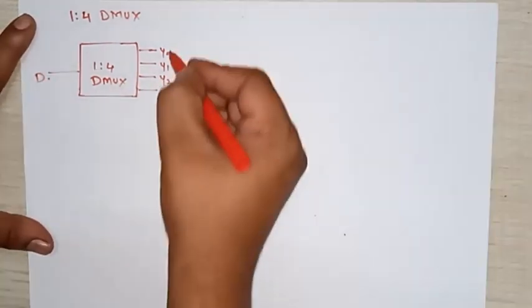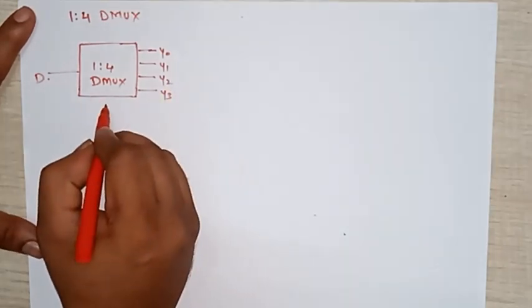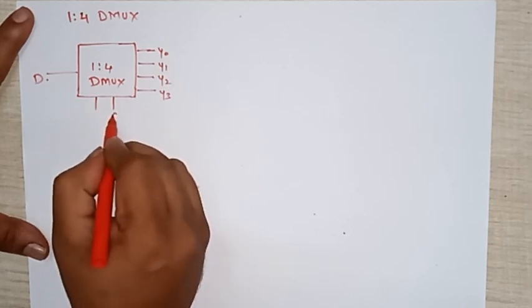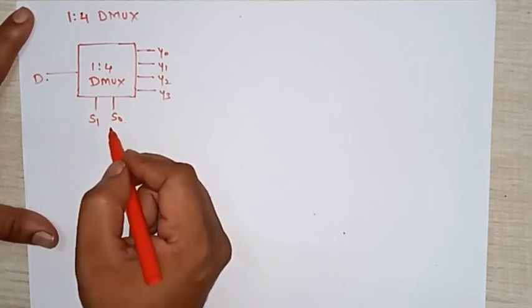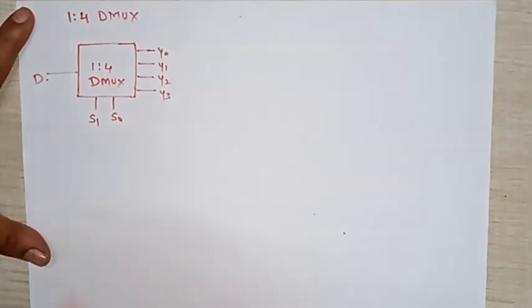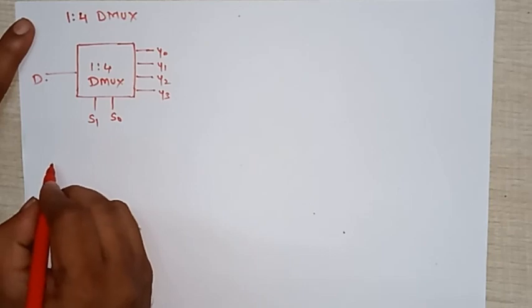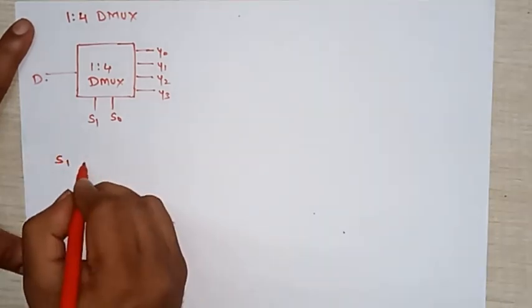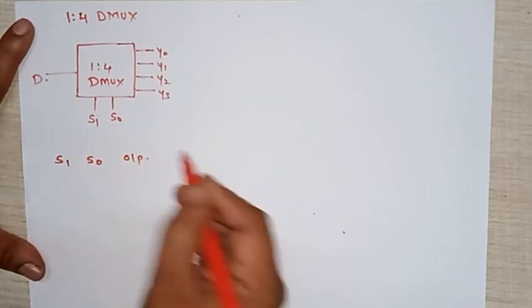So for 4 outputs, how many select lines are required? By using the formula 2 raised to m equal to n, we get the number of select lines equal to 2. So 2 select lines are required here. Okay, so now let us draw the truth table. Here suppose S1 S0 and here the output.